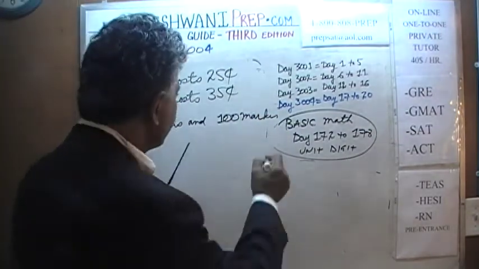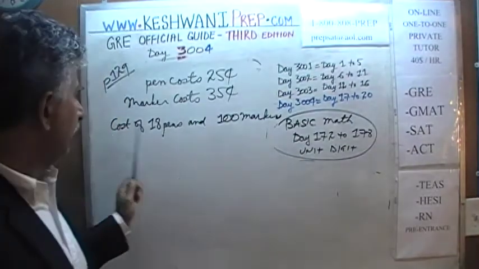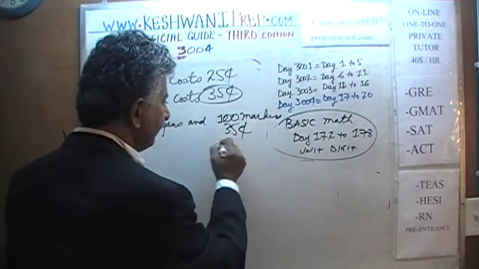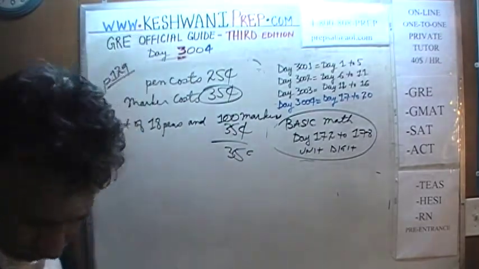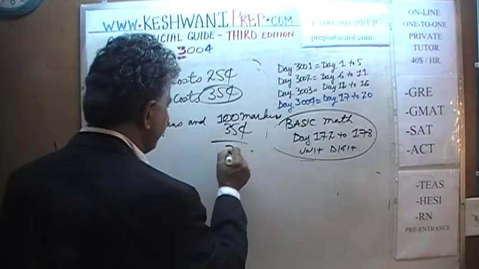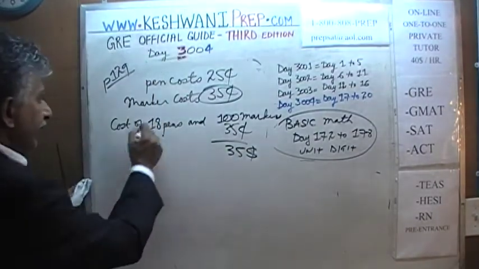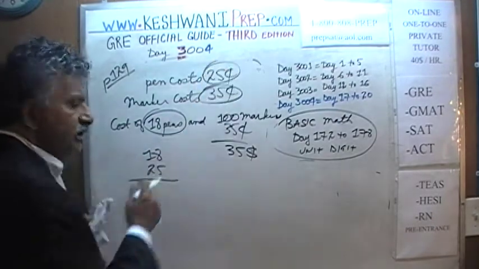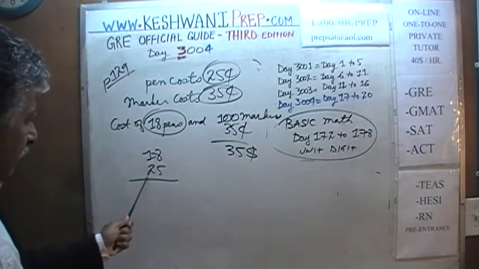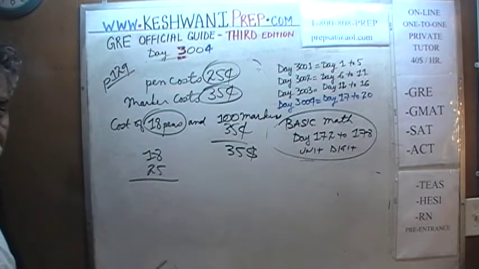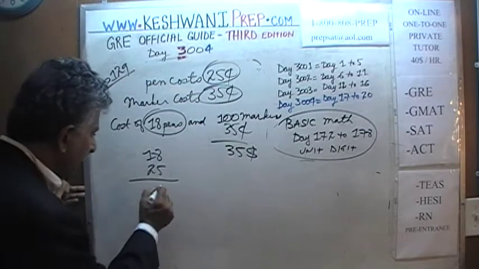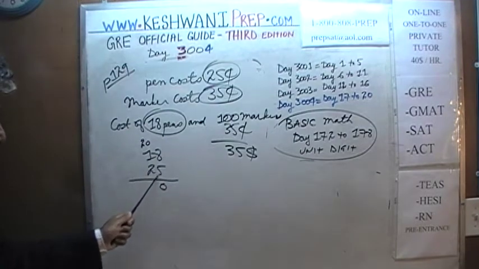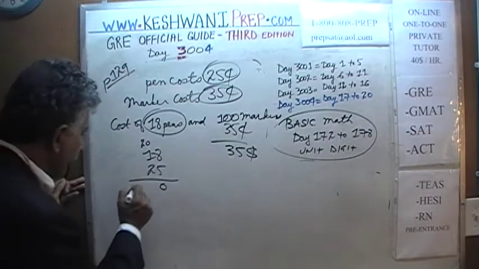Well, 100 markers is very straightforward because we're told that each costs 35 cents. 100 markers times 35 cents is just going to be $35. What about 18 pens? Well, we have 18 pens and they all cost 25 cents each. Let's multiply 18 by 25. 8 25s are 200. 0, carry 20. 1 25 is 25, and 25 plus 20 is 45.